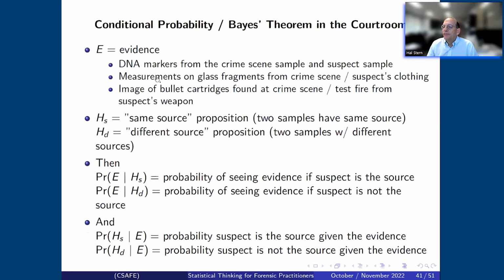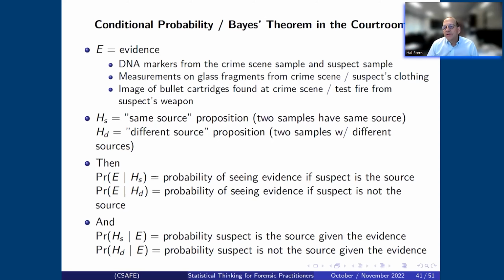What does this have to do with forensics? Well, here's a way of thinking about that. I'm going to change from the diagnostic test world to the courtroom for the moment and say, suppose I have some evidence E. These could be DNA markers, could be measurements on glass fragments, could be a blood stain pattern found at a crime scene. All of you are aware of many, many examples.